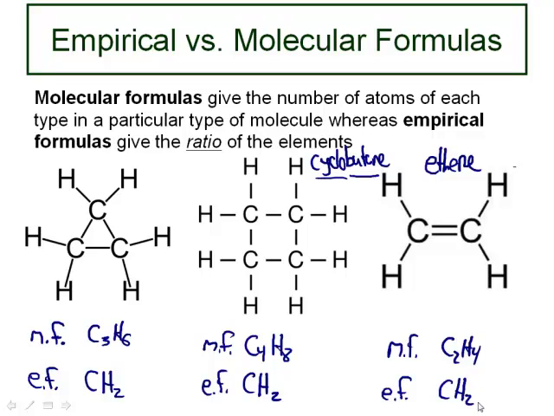Now, if we compare these 3 compounds, here's the point I'm trying to make: the empirical formulas are all the same. What that tells us is that the ratio of carbon to hydrogen in each of these compounds is the same. But notice, the molecular formulas of cyclopropane, cyclobutane, and ethene are all different. So different molecules can have different molecular formulas but have the same empirical formula. They don't have to, but it can happen that way.